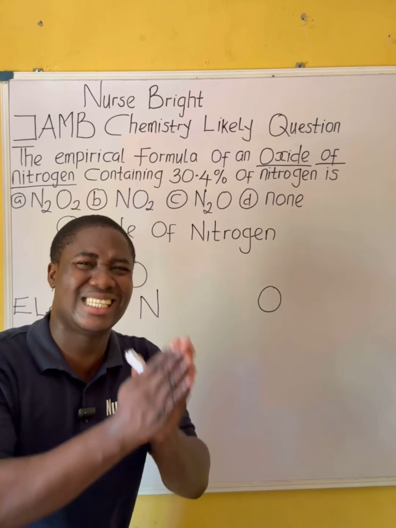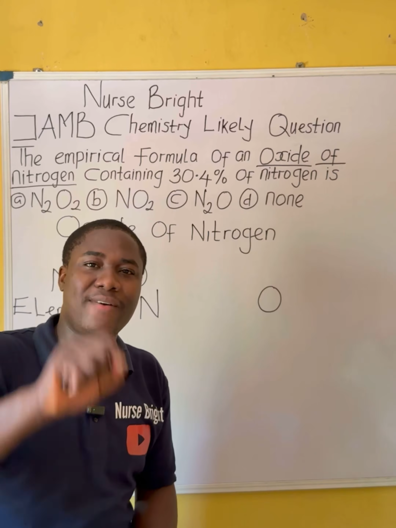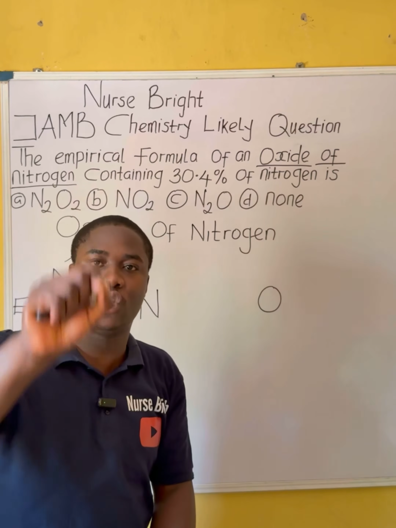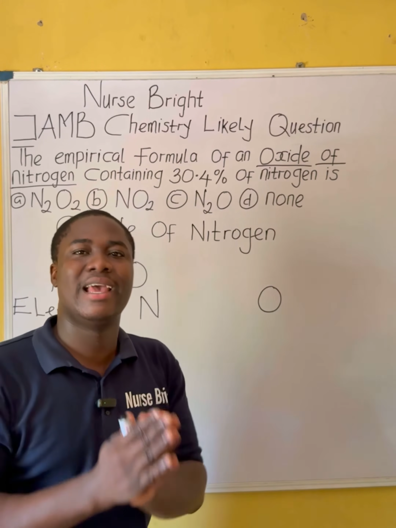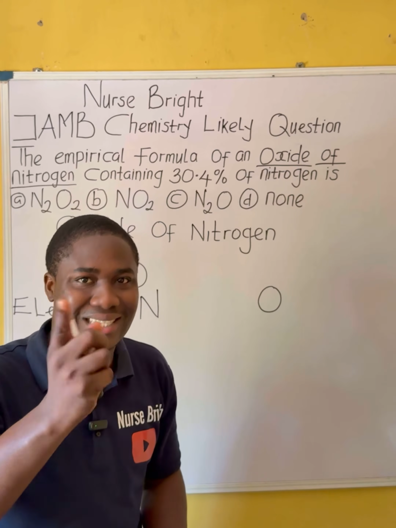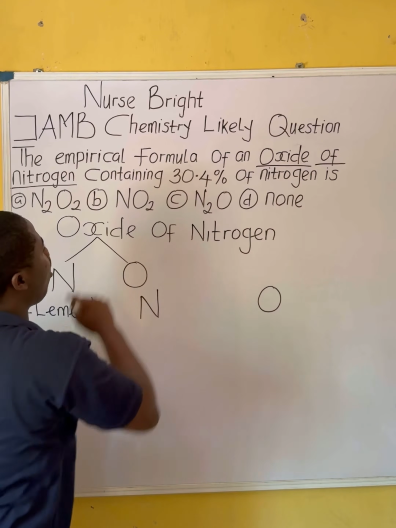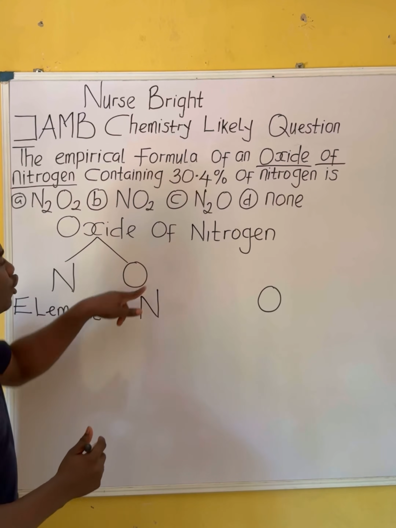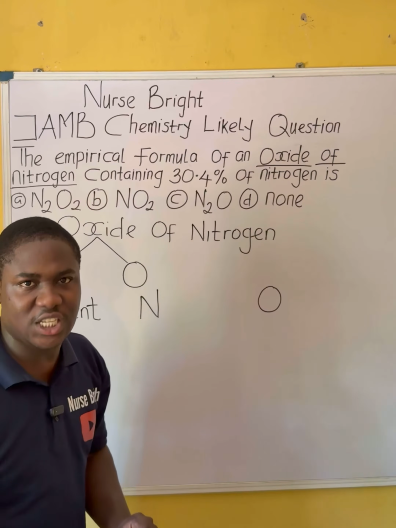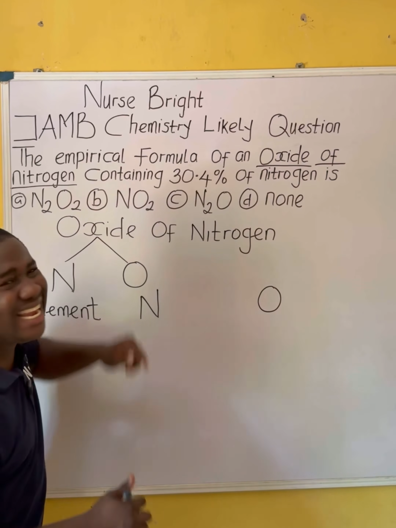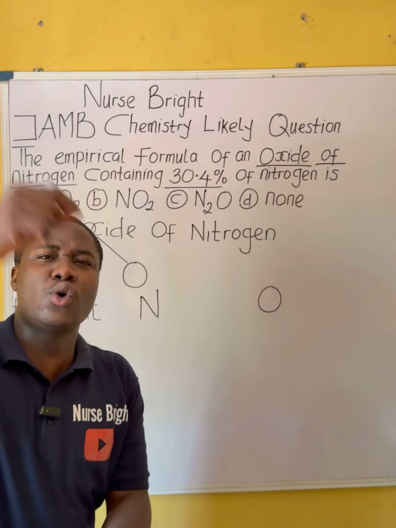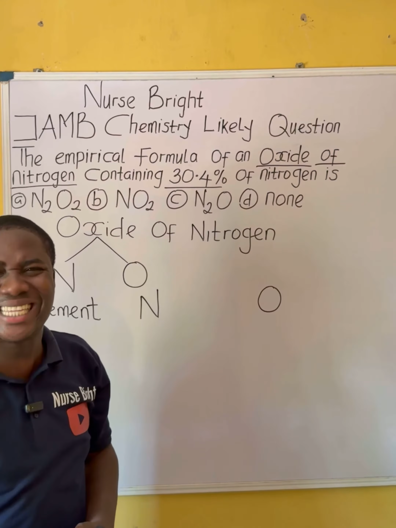Class, listen well. After identifying the elements that are present in the compound given to you in the question, the next thing is to examine the information given to you in the question. Now guys, listen. They say the empirical formula of an oxide of nitrogen, which we have deduced is made up of nitrogen and oxygen, containing, very important, 30.4% of nitrogen. So it means here that I saw a percentage.